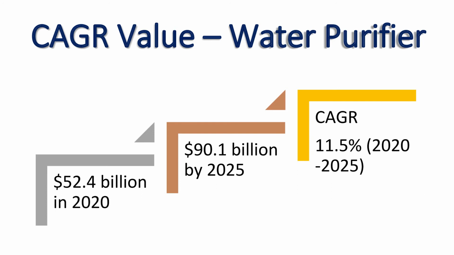So the information available for CAGR today is that the value of the water purifier industry was $52.4 billion in 2020, but it has been forecasted that in 2025 the value of the water purifier industry would be $90.1 billion. So if we calculate this forecast, we can observe that the CAGR shows 11.5% growth from 2020 to 2025.